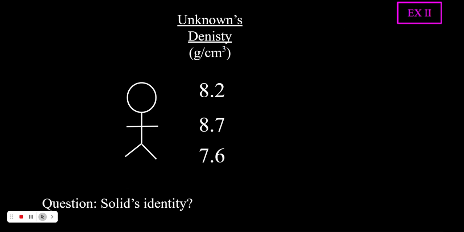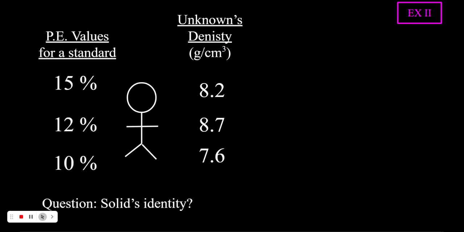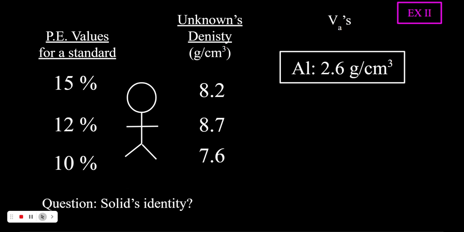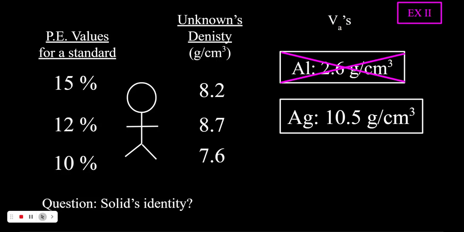Okay, here's a different set of data, similar idea. They're measuring density, and they got these 3 numbers. That's an average of about 8.2 or so, and they've got moderate percent error values. Then they compare it to accepted values. Well, the unknown values are very far away from aluminum's density, so you can eliminate aluminum. They're pretty far away from silver, and with your percent error values being what they are, you can kind of eliminate it.